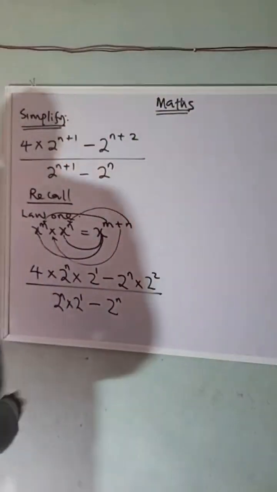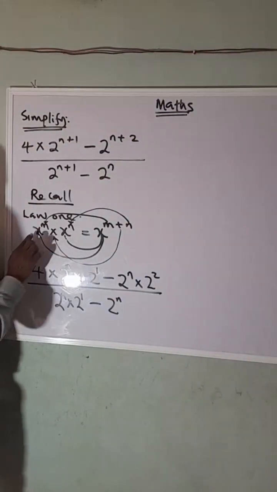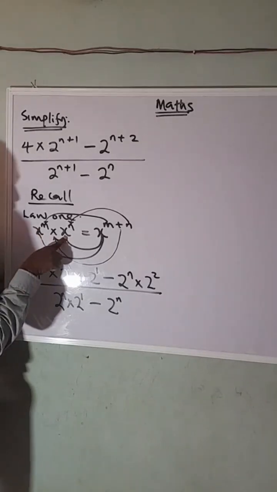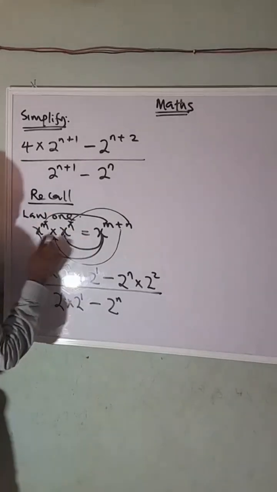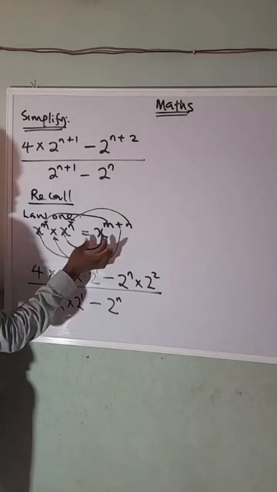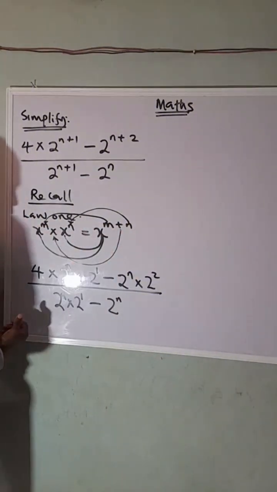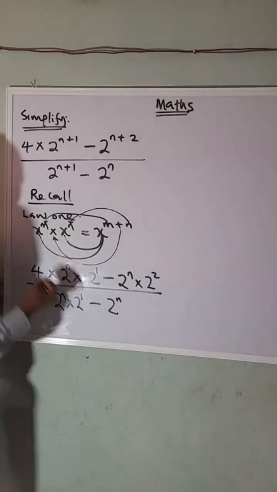And this is the law. Recall law 1 in indices. x here is the base, and this base is raised to power n times another base raised to power what? n, equal to, because the bases are the same, the law says we should write one of the base and add the powers together.